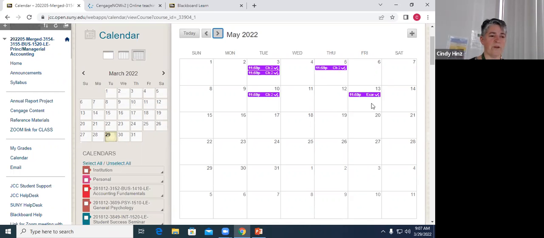And then that fourth exam covering just chapters 26, 27, 28, the chapters that we cover after the break, will be due on Friday the 13th, my daughter's favorite day. And then final grades are due on the 16th.